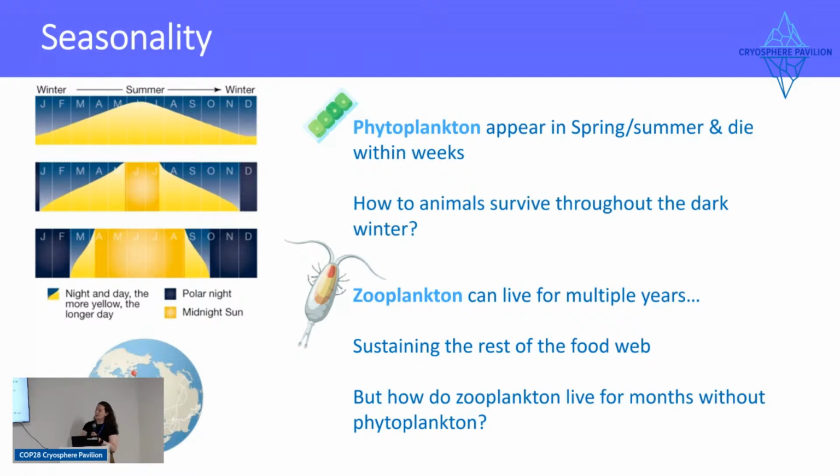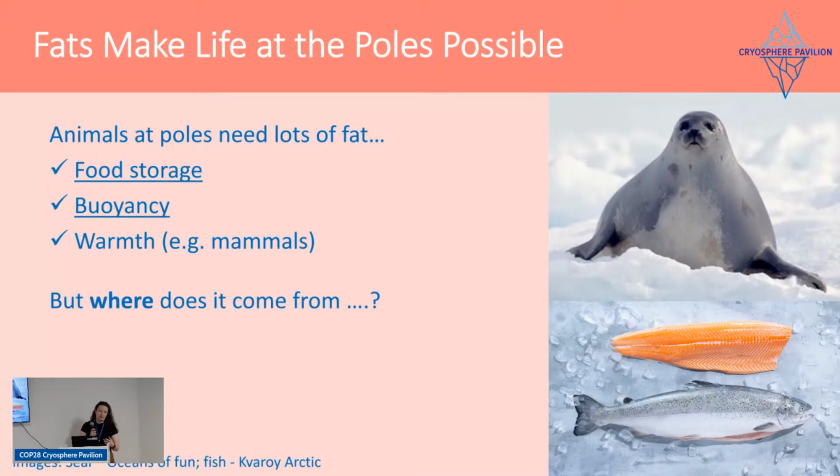So how do these zooplankton manage it? How do they manage it when they're eating phytoplankton? Their food only lives for a couple of weeks. This is where fats come in. So fats make life at the poles possible. So animals at the poles, they need a lot of fat. It's absolutely essential for food storage. It's really important for buoyancy as well, and we'll talk about that later. But also for mammals, it's important for warmth and regulating their body temperature.